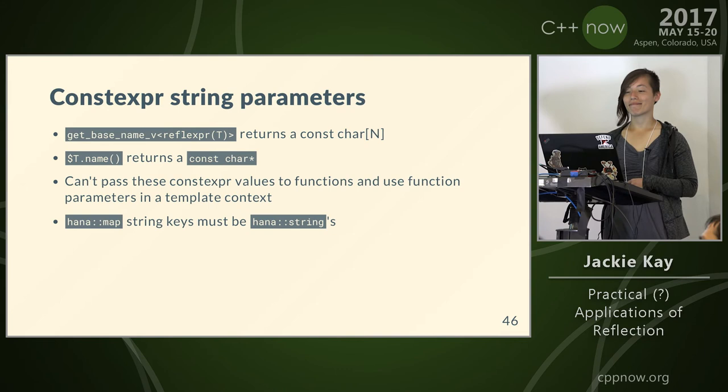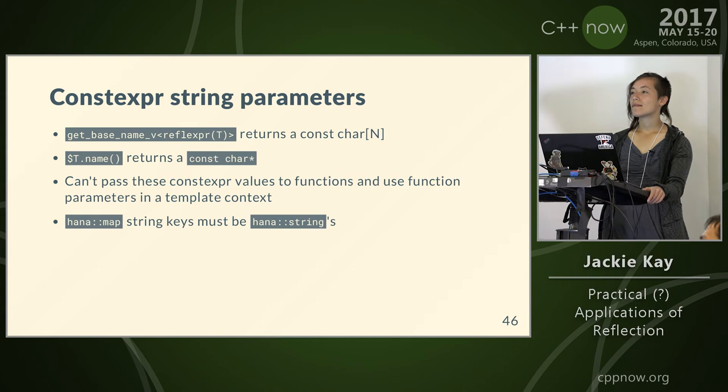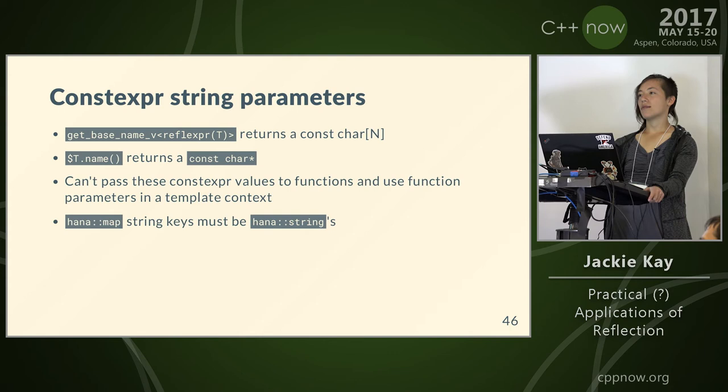Yes, David. I would just point out that in the latest version of the paper, we're not returning a const char n anymore. We're doing something crazy, but it's just there as a stand-in for getting real compile time strings. So if you had an integral constant of a const char star, that still wouldn't help.